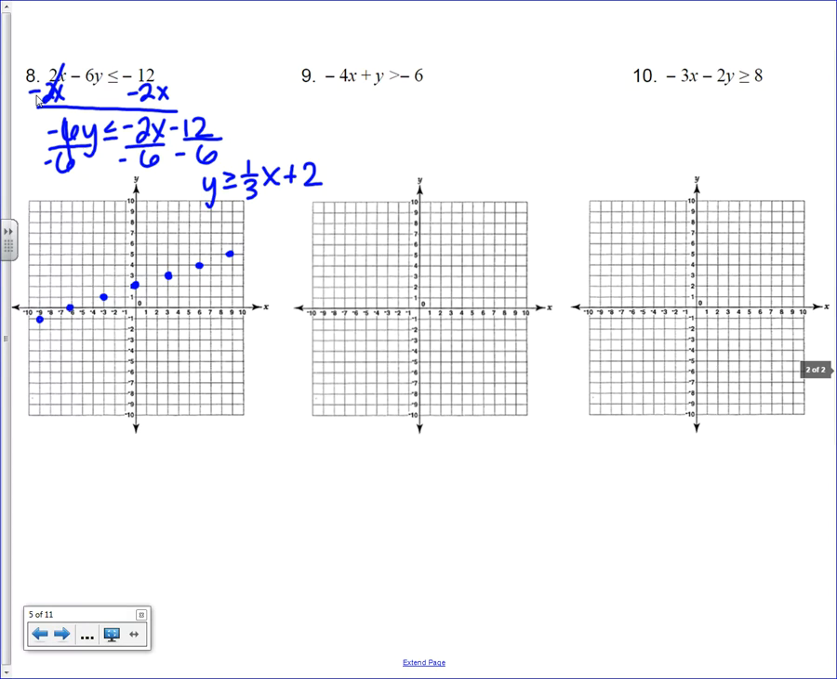How about my line? Is it solid or is it dashed? Solid because of the equals bar. And then, am I shading above or below? Above because it's greater than. It's that top piece right there. How about 0, 0? Is it an answer in this one? Nope, it's not shaded. Nope, nope, nope.